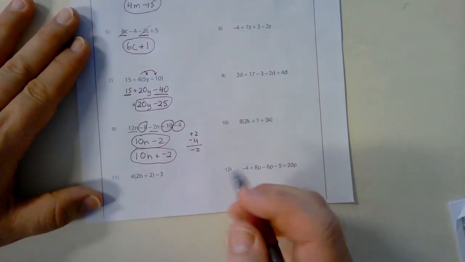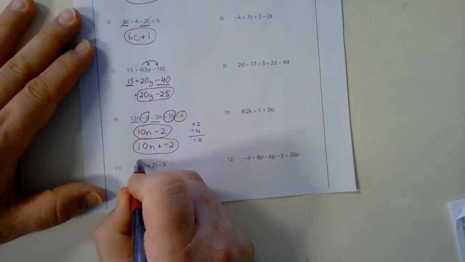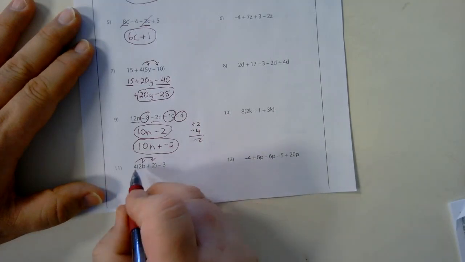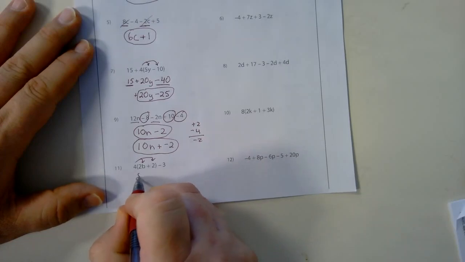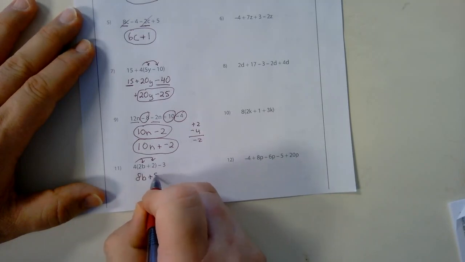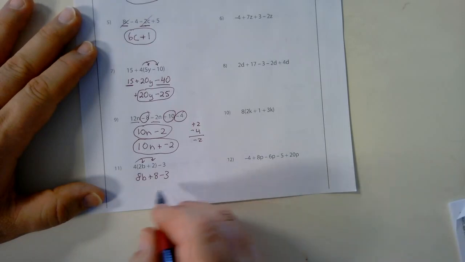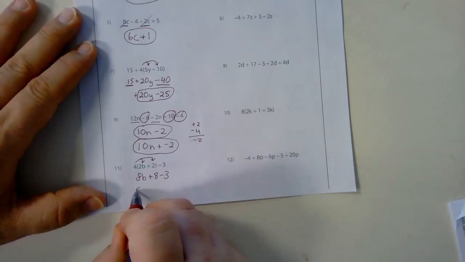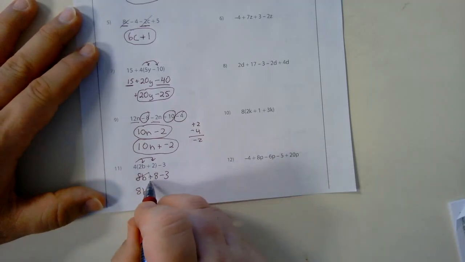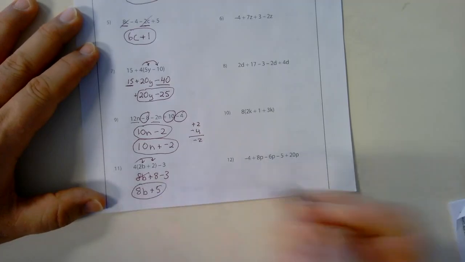Last question. Notice the parentheses, so I'm going to distribute the 4 to the 2b and the 4 to the positive 2 first. 4 times 2b is 8b. 4 times 2 is positive 8. And then I have my minus 3 at the end. Put together like terms if we have them. I do have an 8b, so that is the only variable in the expression, and positive 8 minus 3 is positive 5. So there's my final answer.